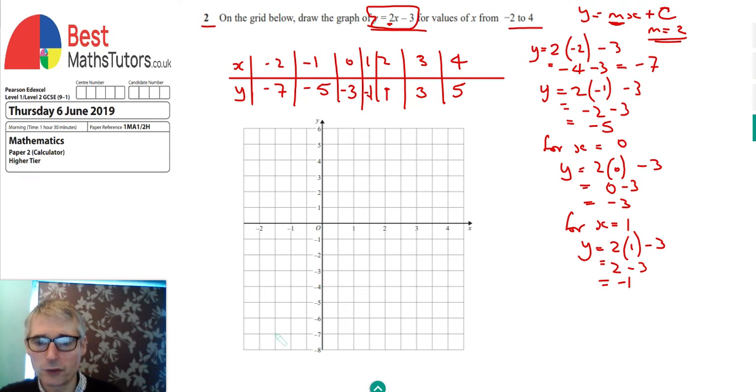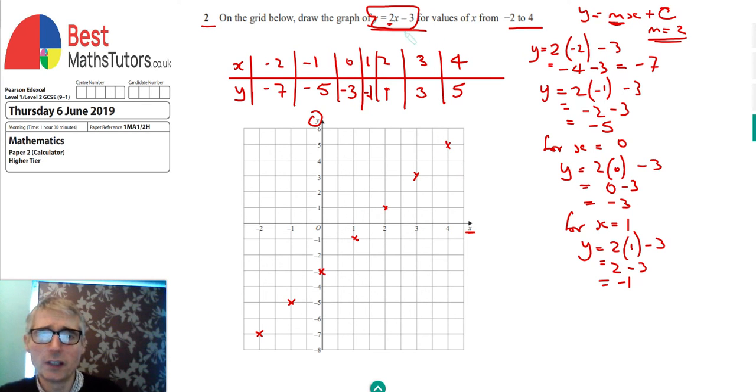So I've got x is -2, y is -7 for that one. We've got x is -1 and y is -5, so that's there. We've got x is 0, -3, and then we've got 1, -1. We've got 2, 1, got 3, 3. So obviously the horizontal one is the x values and the vertical one is the y values. So the next point being x is 4 and y is 5.